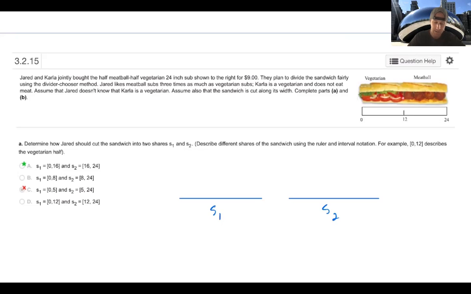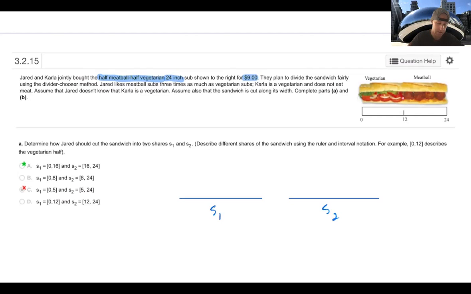It starts by saying, Jared and Carla jointly bought a half meatball, half vegetarian, 24-inch sub, and it was $9. So a 24-inch sub for $9, half meatball, half vegetarian. They want to divide it fairly using the divider-chooser method.